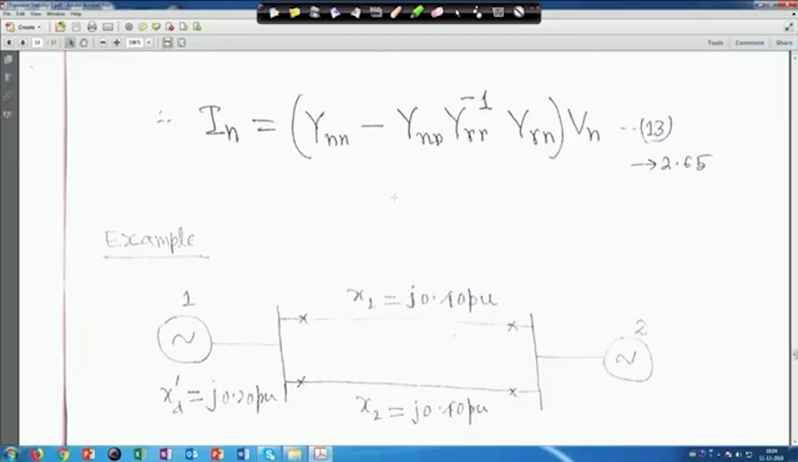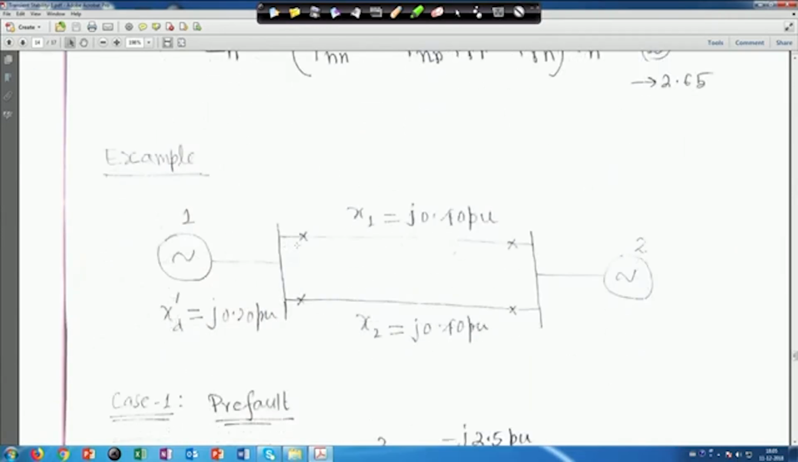In the previous class we finished this one: I_n is equal to the bracket Y_nn minus Y_nr into Y_rr inverse into Y_rn, bracket close, then multiplied by V_n. This is equation 13. Now we will take one example.